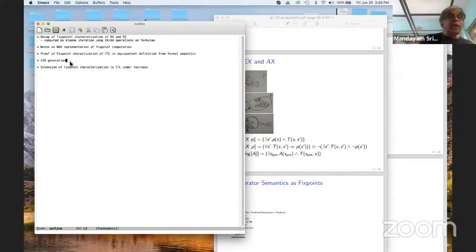Then counterexample generation. An important component of model checking is the counterexample. To generate counterexamples, once again, those techniques can be viewed, in some cases, as computing some fixed point. And then there is the extension of this fixed point characterization of CTL model checking for doing model checking under fairness.